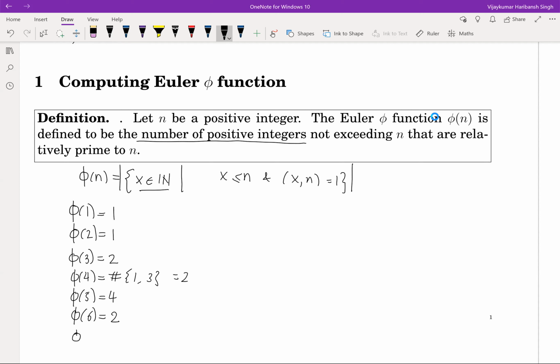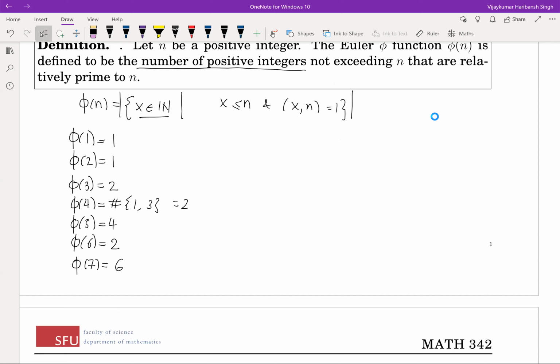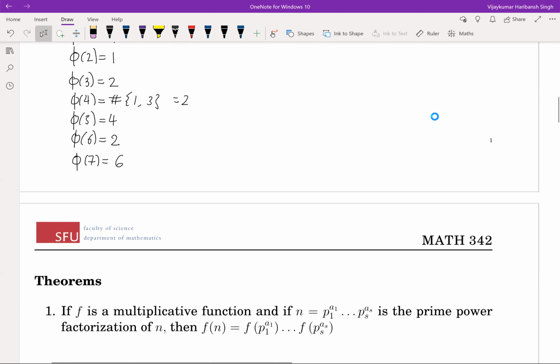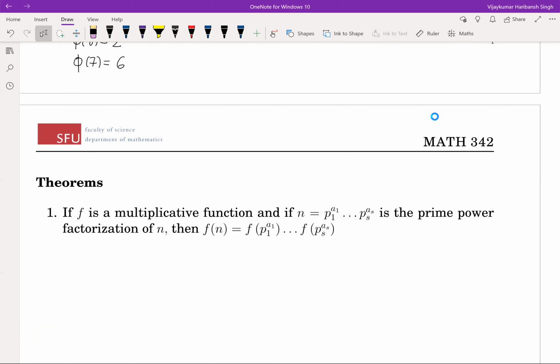And 7 is a prime, so everything less than or equal to 7, except 7 itself, is going to be coprime with 7. So phi of 7 is going to be 7 minus 1, which is 6. Everything less than 7 is coprime to 7. By less than, I mean I'm only considering the positive integers. So we'll soon see the multiplicative structure.